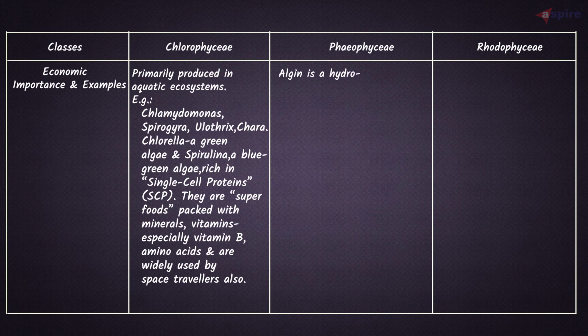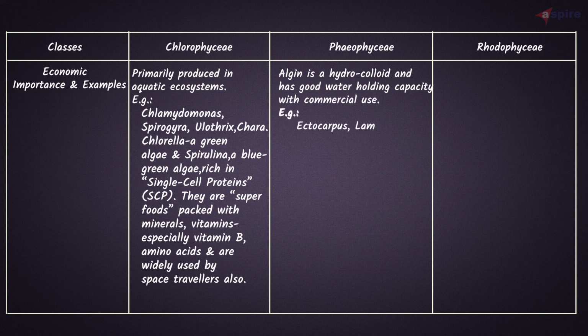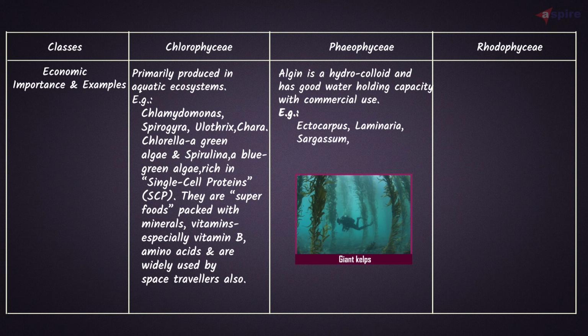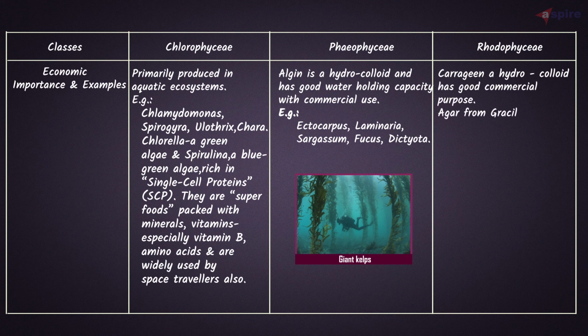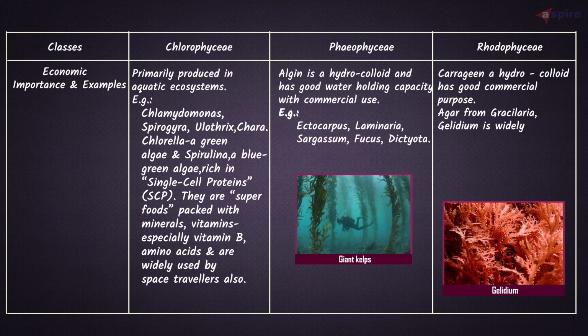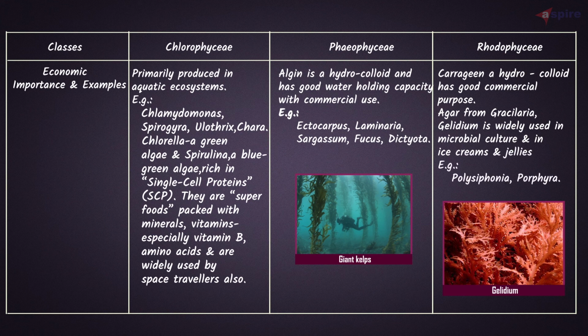Algin is a hydrocolloid and has good water holding capacity with commercial use. Examples: Ectocarpus, Laminaria, Sargassum, Fucus, and Dictyota. Carrageen, a hydrocolloid, has commercial purpose. Agar from Gracilaria and Gelidium is widely used in microbial culture and in ice creams and jellies. Other examples are Polysiphonia and Porphyra.